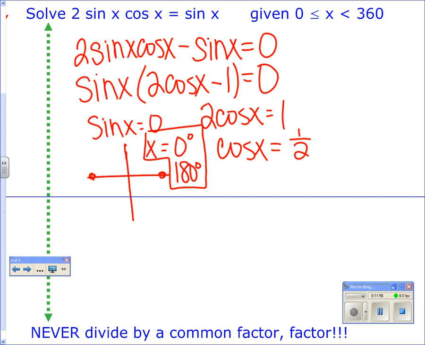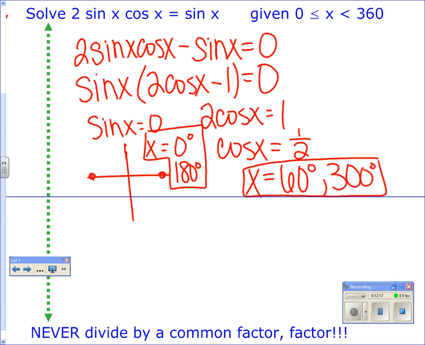And then what about for cosine of x equals 1/2? It's going to be a 60-degree angle. So where is cosine positive? Okay, so first is a 60 degree, and the fourth is 300 degrees. Does that make sense?